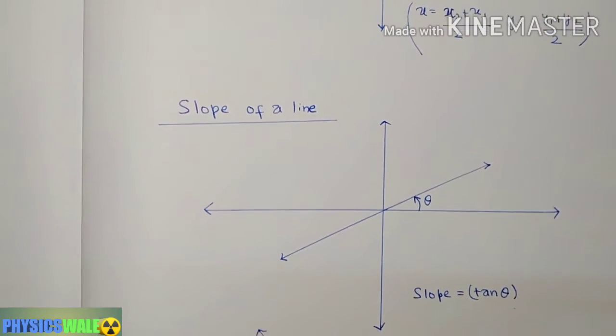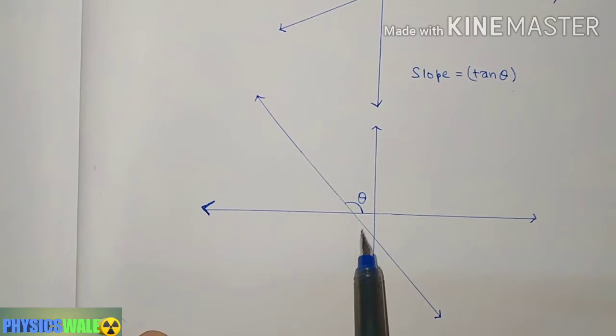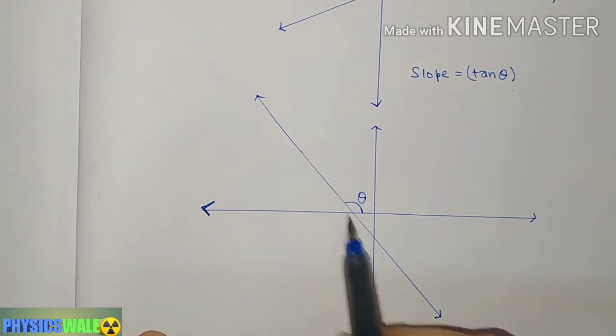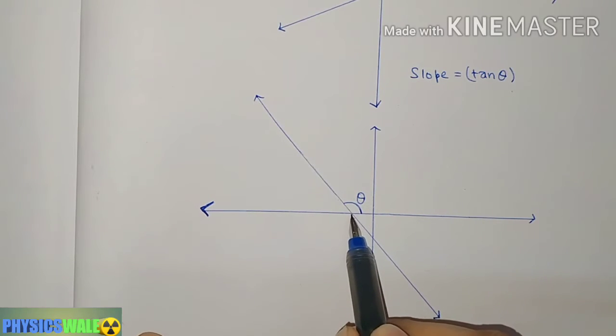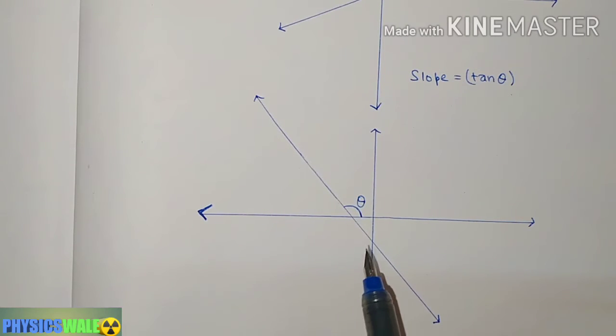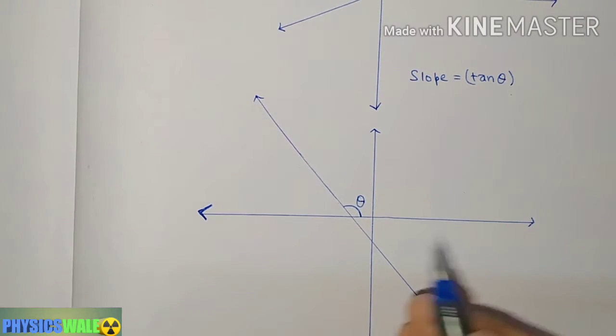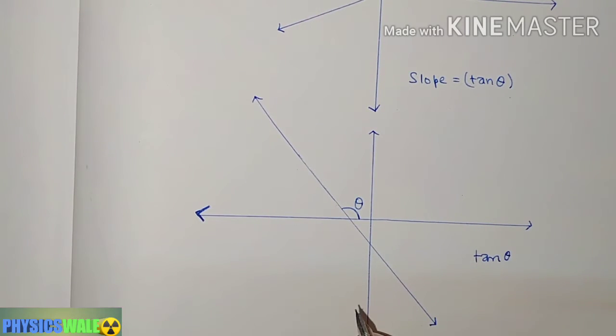Now look at this figure. In this figure, this is the angle that the line makes with the x-axis, and we can clearly see that this angle is an obtuse angle, that is, it lies in the second quadrant. We know that tan is negative in the second quadrant, so tan theta will be negative. So this line is having a negative slope.